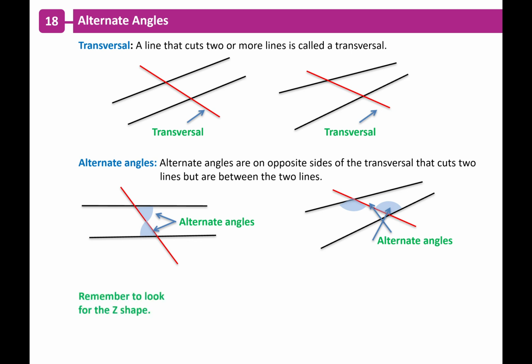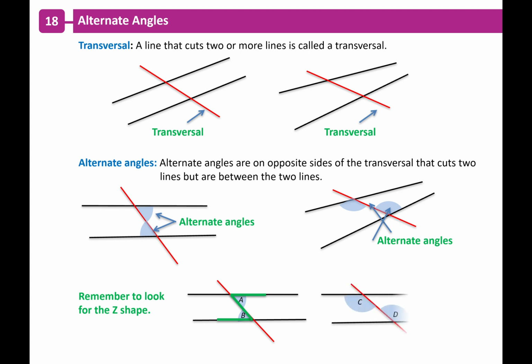To find your alternate angle, look for a Z shape. Opposite corners of a Z will be called alternate angles. Let's have a look and see. Here's our Z shape. Opposite corners of your Z are the alternate angles. Here we have our Z. Opposite corners of your Z are alternate angles. Therefore, angle C is alternate to angle D.